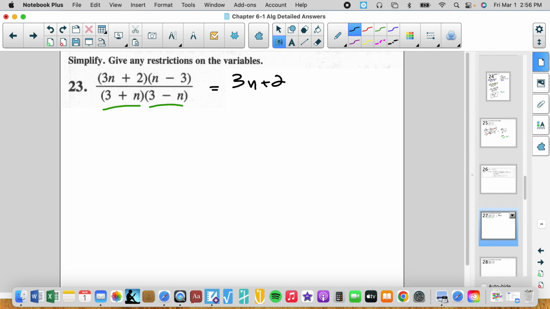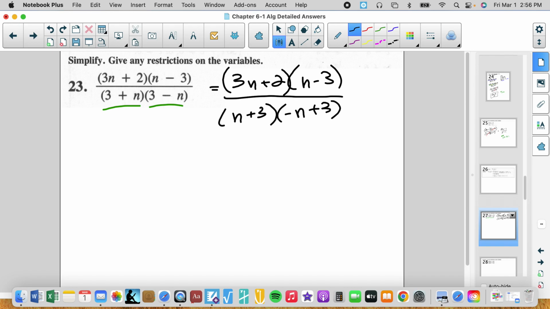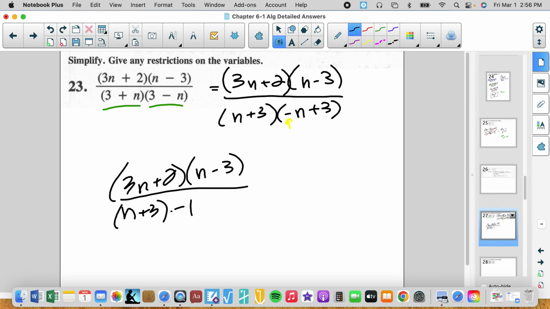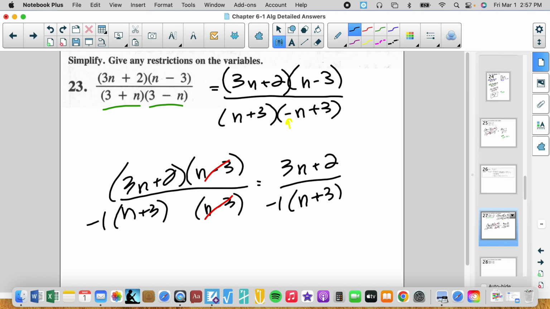So 3n plus 2 over n minus 3 times n plus 3. We're going to rewrite this to n plus 3, and we're going to rewrite that to negative n plus 3. And then we're going to factor out because we can't have a first term negative. So it becomes 3n plus 2 over n minus 3, n plus 3. I'm going to factor out a negative 1, and I get n minus 3. So that negative 1 technically goes out here, and then these will cancel, and that's it. So you get 3n plus 2 over negative 1 times the quantity n plus 3. Or you can pop that up, but you can just do it there.